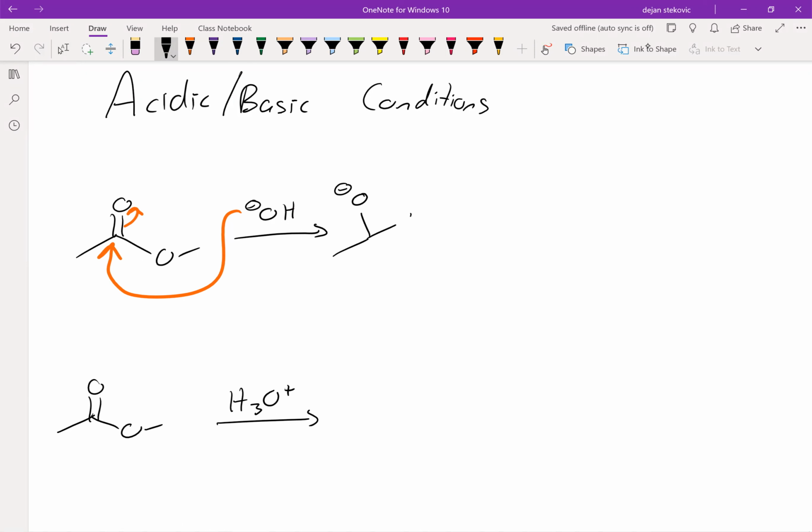And then we have an O minus, our tetrahedral intermediate. And then this O minus is just going to take its lone pair, kick this down, and then kick off our Y group. In this case, it would be an alkoxide. This alkoxide would then deprotonate this carboxylic acid, and you would have to do some kind of aqueous workup to end up with a neutral carboxylic acid. But overall, you can see in our basic mechanism, we have negative charges, and that's okay.